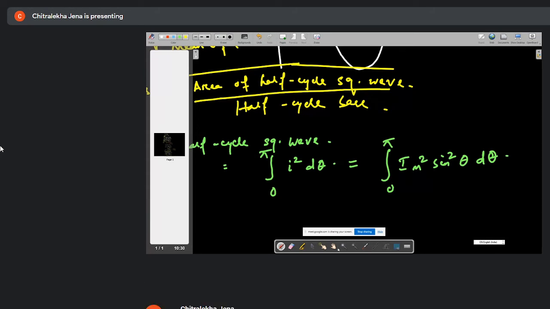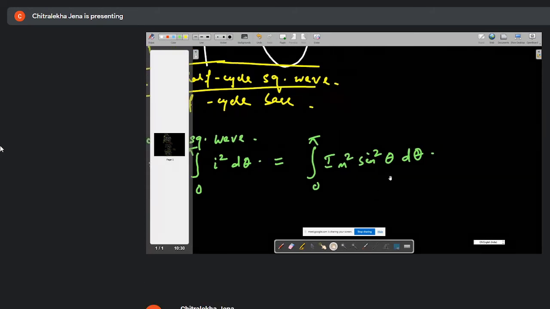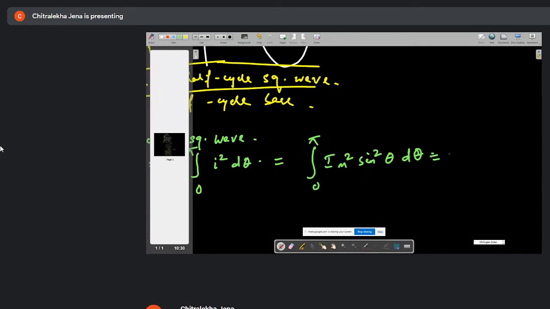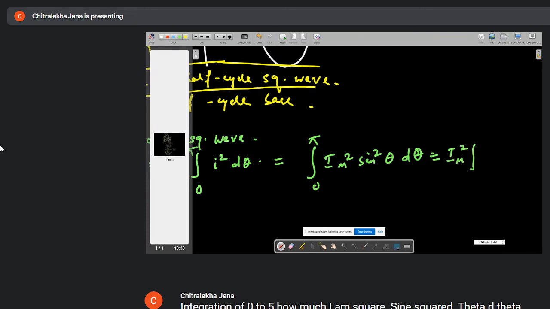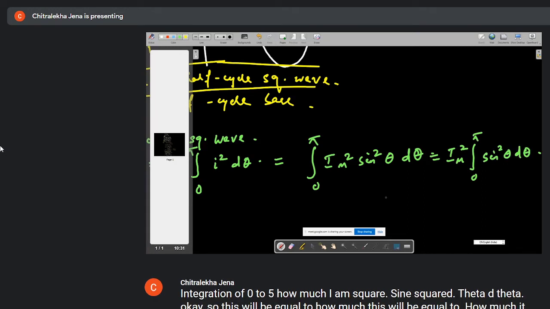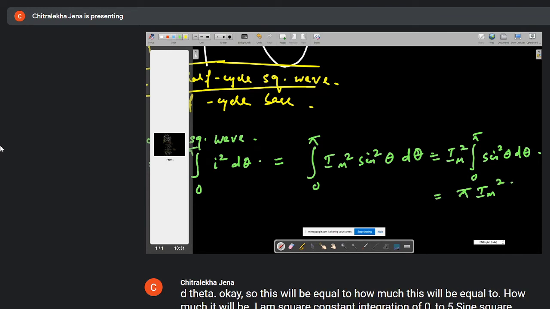Okay. So this will be equal to how much? Im square is constant, integration of 0 to pi sine square theta d theta. So this will be equal to how much? This you will get as pi Im square divided by 2.